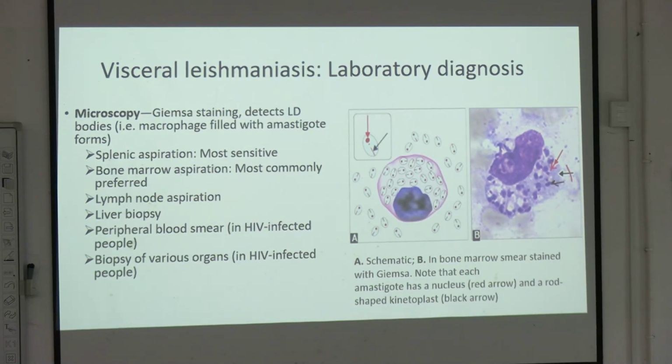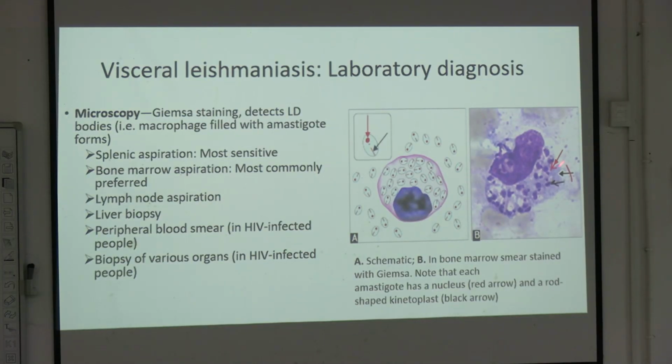splenic aspirate. However, because of the chances of the bleeding on splenic aspiration, preferred method is to go for the bone marrow aspiration, or we can go for lymph node aspiration, and sometimes if the patient is immune compromised, we can even find these LD bodies in the peripheral blood.